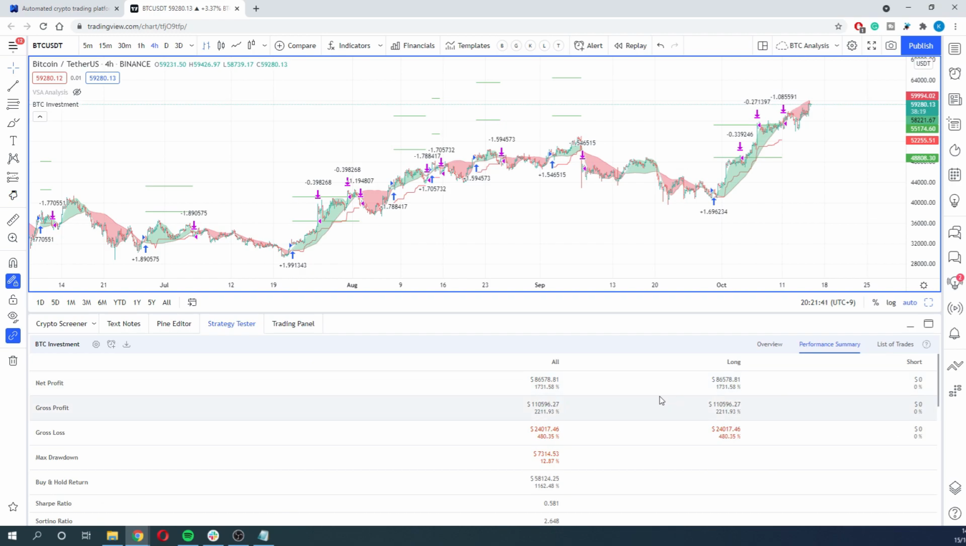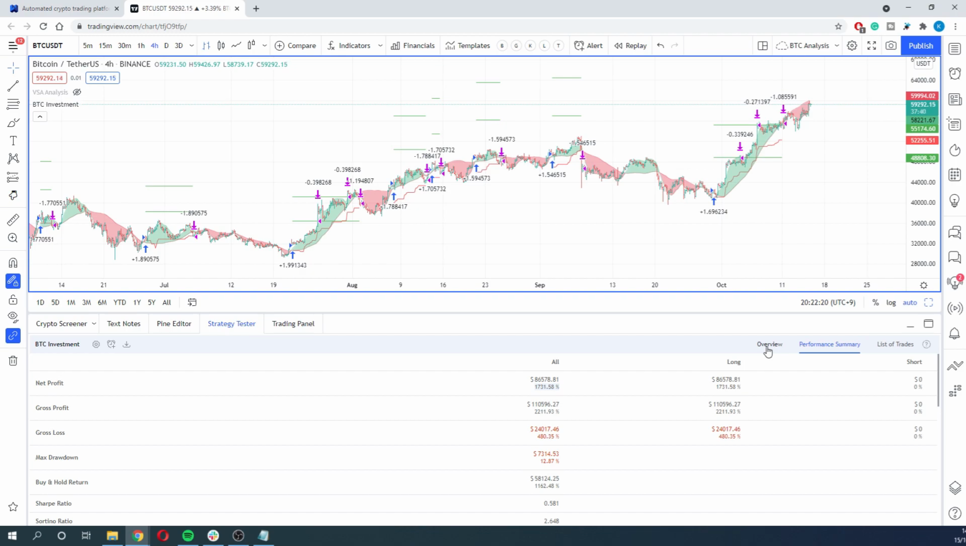One of the benefits of this strategy is that it's overperforming the buy and hold return, which is quite important, and taking into consideration that this is a long-term investment strategy, which is using the 4-hour time frame, it is quite important that this test included the year 2018, which was the bear market for crypto.